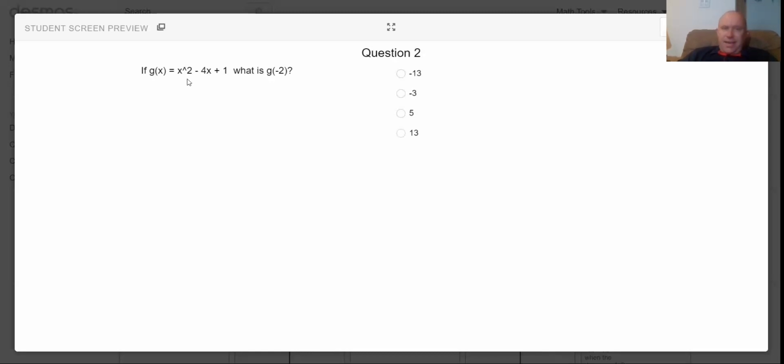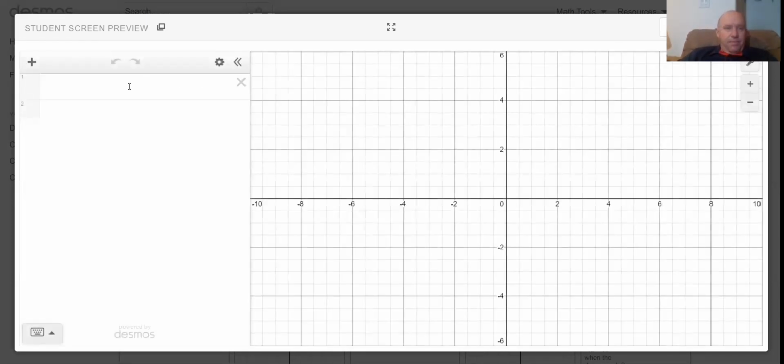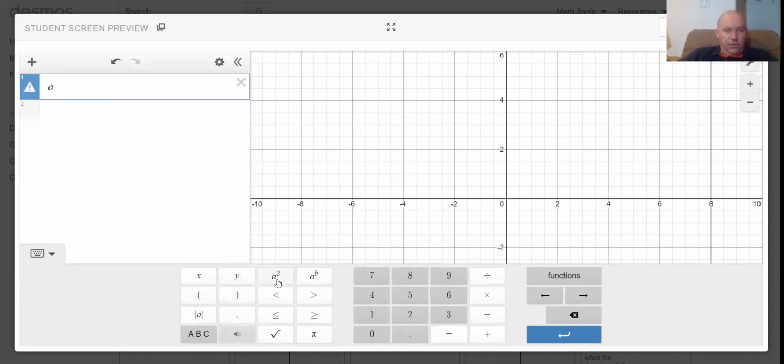So question 3, I couldn't type in x squared, unfortunately, on here. So this is x squared minus 4x plus 1. And this time I have to plug -2 into this function. And they did use g of x this time. And once again, as I'm typing this in, I'm not going to be using x. I am going to be using a. So a squared minus 4a in this case.